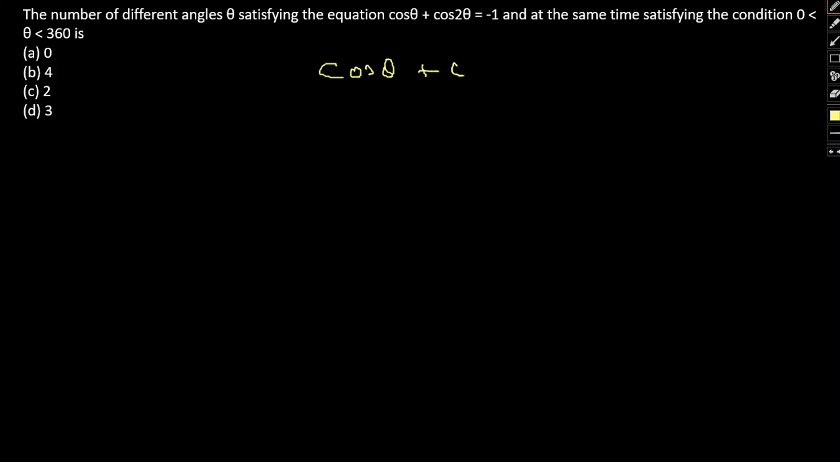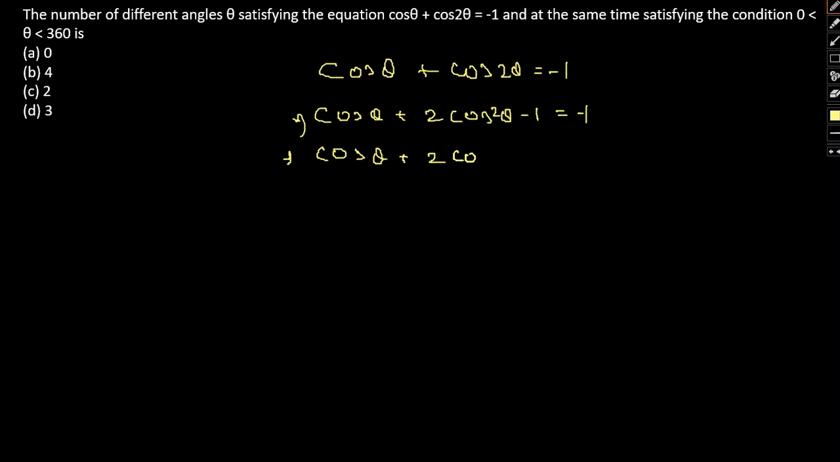Sorry for my bad. Cos theta plus cos 2 theta equal to minus 1 is given. So let me just bring this down over here. Cos theta plus 2 cos square theta minus 1 equal to minus 1. Okay, there was another minus 1 there. Now this can be further written as cos theta plus 2 cos square theta equal to 0. Now if we take cos theta common here, cos theta times (2 cos theta plus 1) equal to 0.